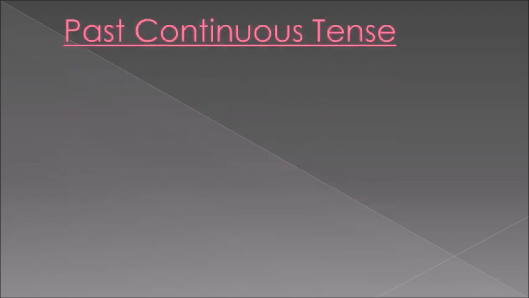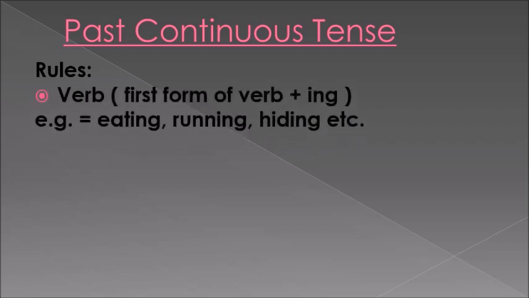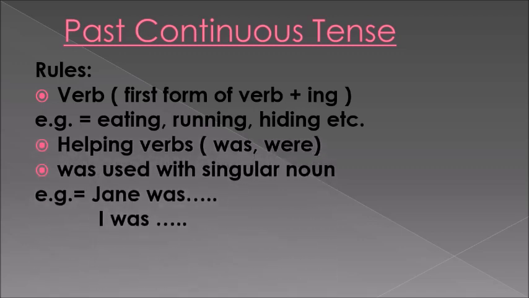Now coming to past continuous tense. Let's see the rules of past continuous tense. Again, the verb which indicates the tense of a sentence. In past continuous tense, the first form of the verb is used plus ing, so there is no change here. This rule is similar to the present continuous tense. Examples are eating, running, hiding, etc. But the difference here is that the helping verbs used in past continuous tense are was and were. Only these two helping verbs are used.